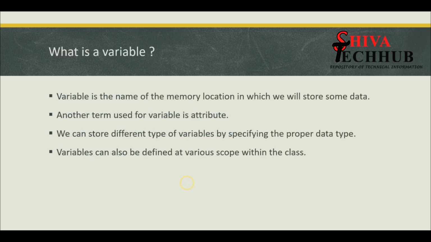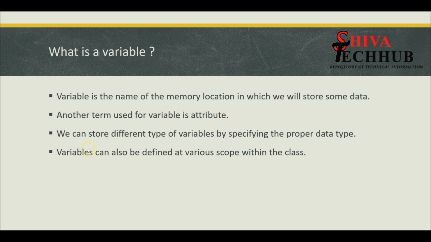First, let us try to understand what actually a variable is. Basically, it is a name of a memory location in which we will store some data. It can be any type: integer, string, character, byte, boolean, anything. Another term we can use for a variable is attribute. In a class, we will have a set of variables or attributes and a set of methods or functions. So an alternative name for a variable is attribute.